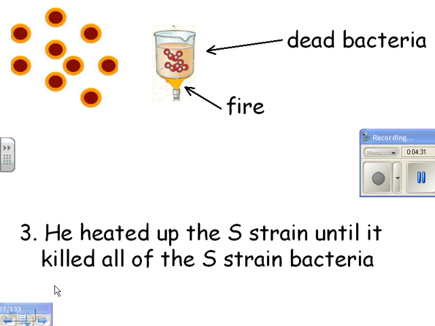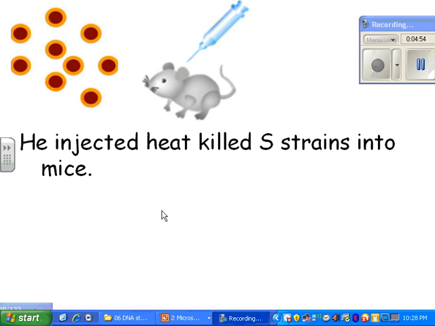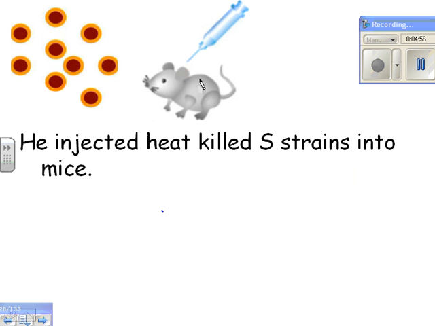This is understandable, or predictable, I guess. He heated up this S strain until it killed the S strain bacteria. So he took some of this stuff, put it in a beaker, put a flame under it, heated these bacteria up until they were all dead, cooled it down, and injected that into the mice. So he injected the heat-killed S strains into the mice. In other words, he injected dead pneumonia bacteria into the mice.